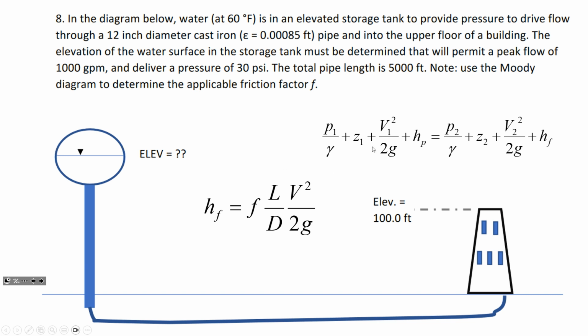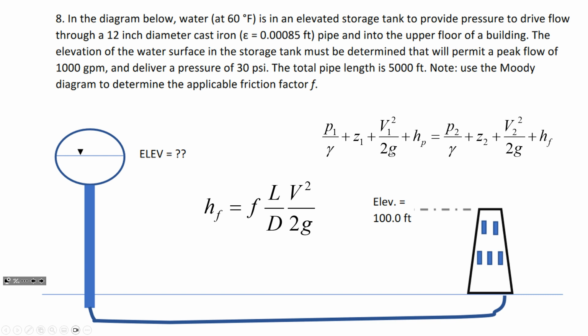When we use the energy equation, one is always upstream, two is downstream. So what we're going to say is that the pressure of the water at the interface of the air and the liquid here at location one is at the air-water interface. So that's one, and the pressure there is zero. So you'll be able to cancel out that first term, P1 divided by gamma. Z1 is the unknown. That's the elevation of the water.